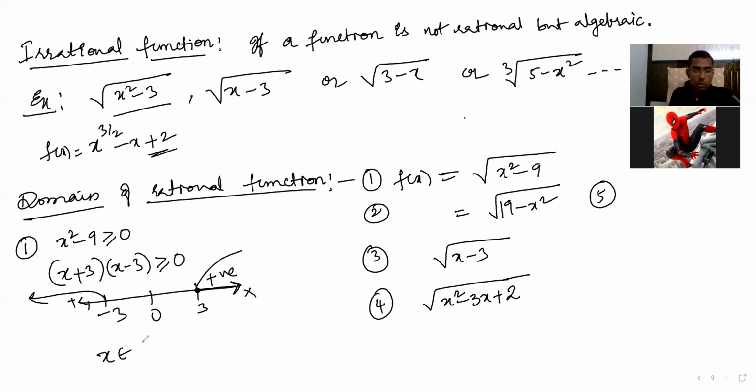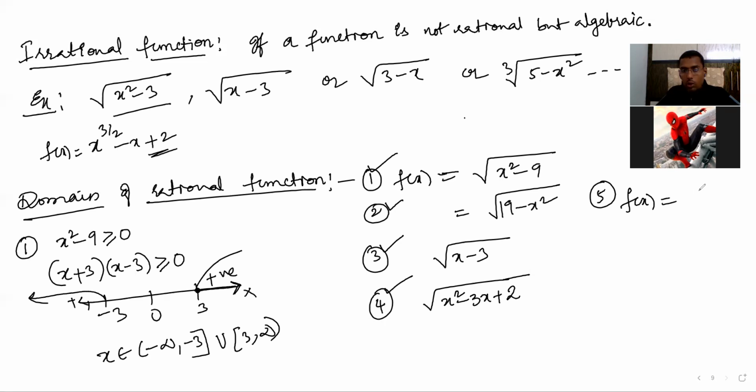So therefore x belongs to minus infinity to minus 3 closed, union 3 to infinity. Yes, sir. This one, 2 also, right? 3 also, right? 4 also. That's also just getting the middle one. Okay, right. So we have the formula, it's the same like that only.